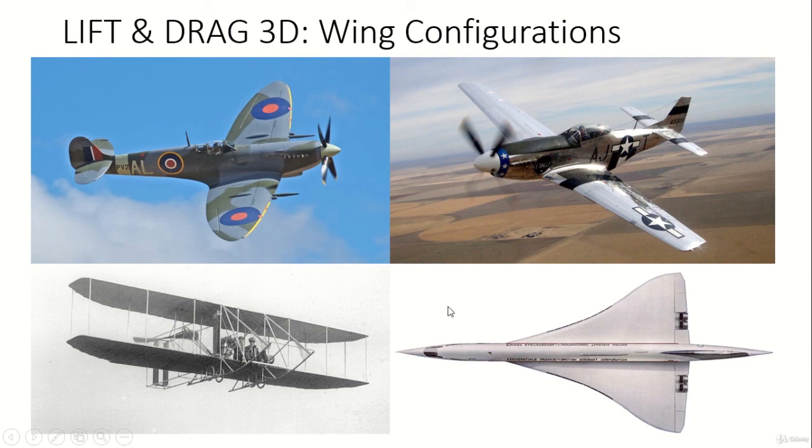And this is the Concorde, which was a delta wing, because, as you may remember, the Concorde was designed to fly at supersonic speeds. So this is an overall look at the different wing configurations and 3D effects that you need to know in terms of lift and drag. So let's continue to the next class.